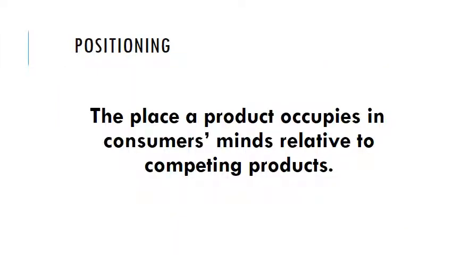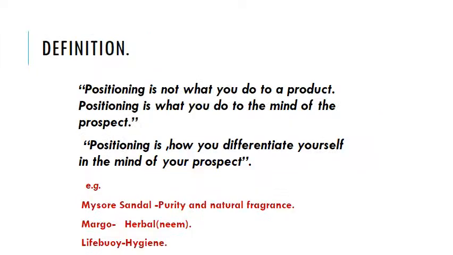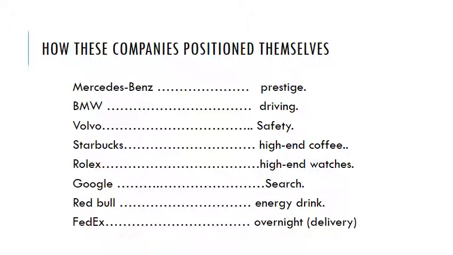Positioning is the place a product occupies in consumers' minds relative to the competitive product. Positioning is not what you do to a product. Positioning is what you do to the mind of the prospective consumer. Prospect means prospective consumer or your future consumers. Positioning is how you differentiate yourself in the mind of your prospective customers. For example, certain Indian examples we can take: Mysore Sandal, for the sandalwood fragrance, purity and natural fragrance of sandalwood. Margo soap is again for herbal or neem. Lifebuoy is generally positioned based on hygiene. These are again certain companies positioning themselves.